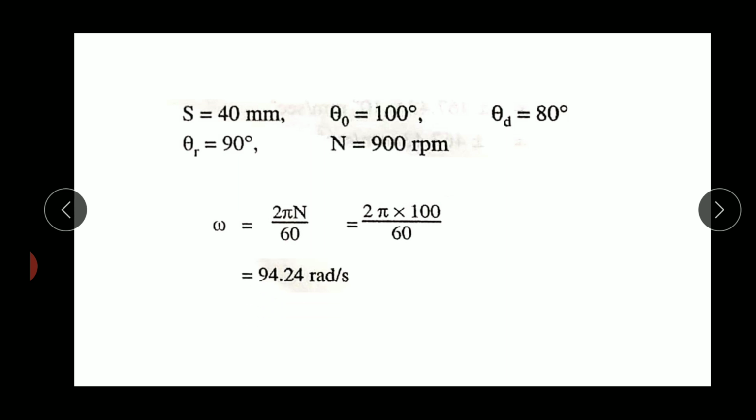I suggest one more thing you can do. This theta O, that is angle turned during outstroke, is given in degrees, that is 100 degrees. So you can convert it to radians by multiplying by pi by 180 and you will get the outstroke angle in radians. Similarly, you can calculate theta R, that is 90 degrees, in radians by multiplying by pi by 180. That may be useful in the further calculations, as we will see later on.